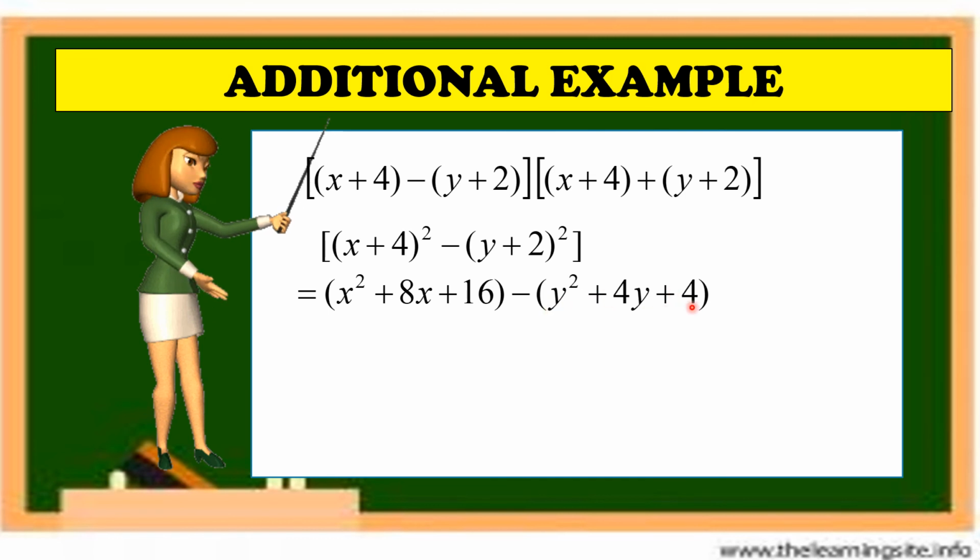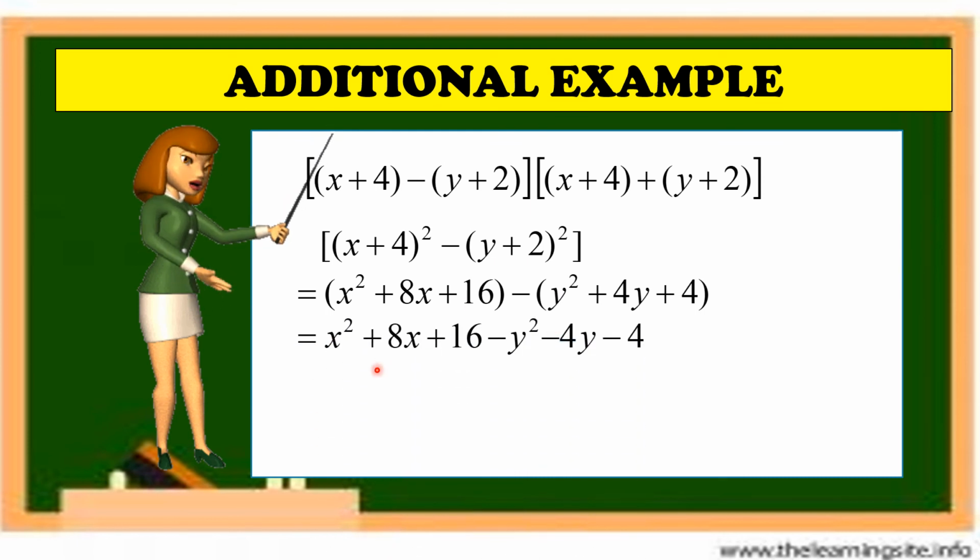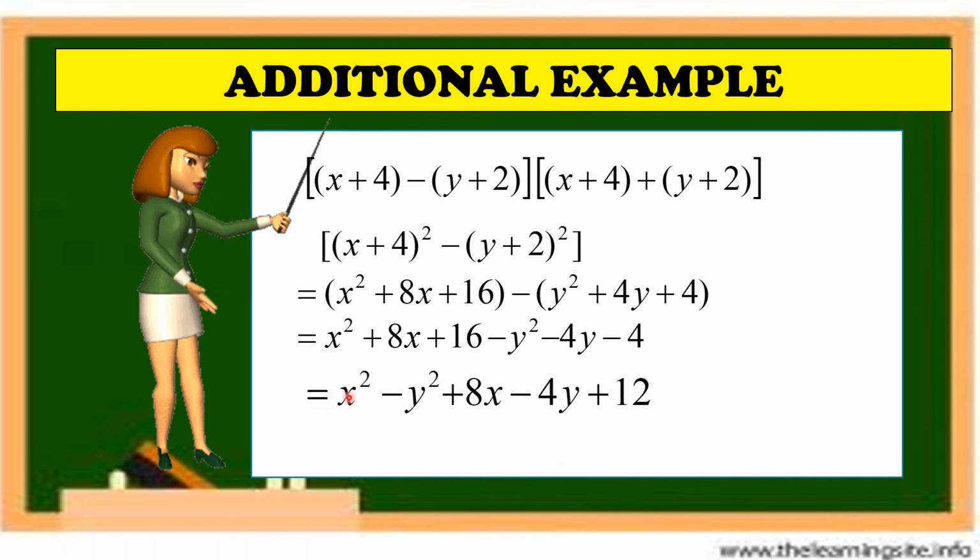But since the operation is subtraction, this is our subtrahend. We change the sign of the subtrahend. So it will become x squared plus 8x plus 16 minus y squared minus 4y minus 4. Then, arranging the exponent in descending order, we have x squared minus y squared plus 8x minus 4y, and 16 minus 4 is 12.